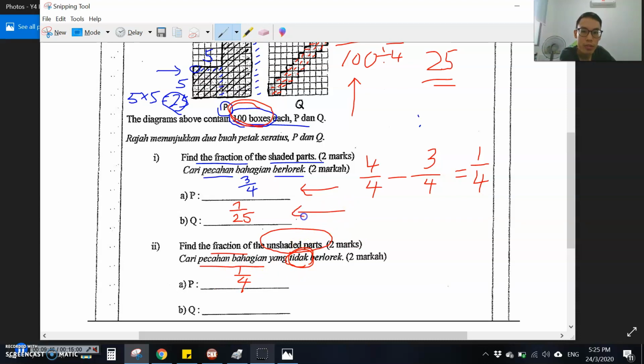And then for Q, the total, the full fraction will be 25 over 25, the complete one. We minus 7 over 25. So 25 minus 7, you get 18. And then the bottom is 25. So this is your answer for the unshaded part.